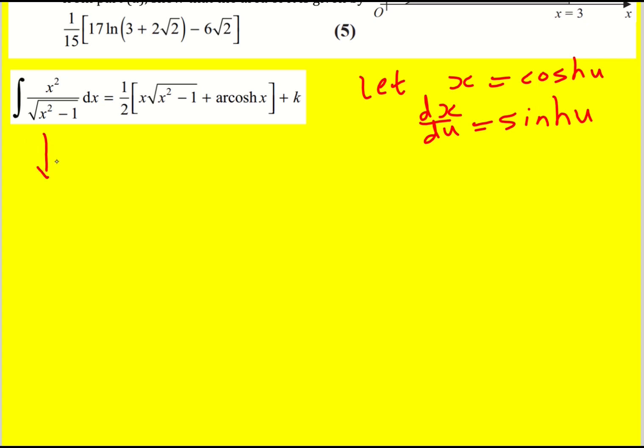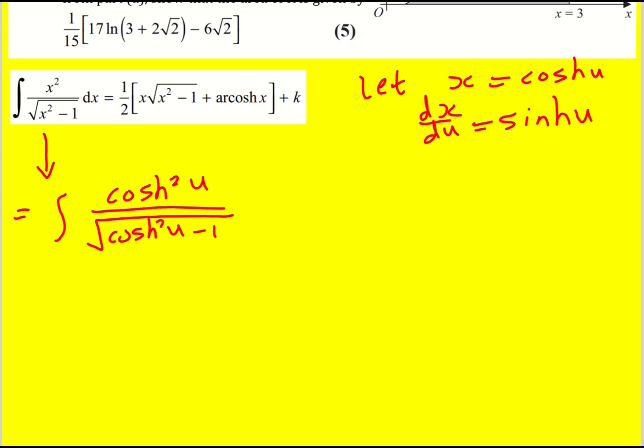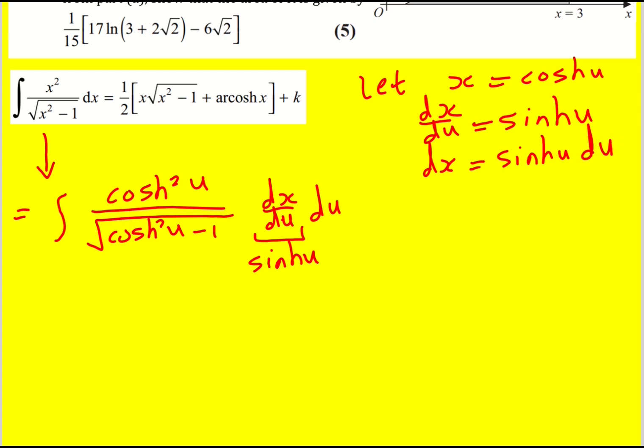Then my integral is going to equal the integral of cosh squared u over the square root of cosh squared u minus 1. And then I'm going to be timesing by dx by du. This here is just sinh u. Of course, you might be somebody who prefers to make dx the subject. I don't tend to do this, but you get the same thing if you then want to put it into here.